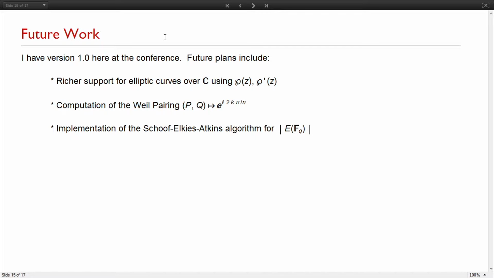Also providing some extra support for number theory research. The Weil pairing maps a pair of points to a point on the unit circle. And right now I've got an implementation of Schoof's algorithm for determining the order of a group. It's not very efficient for very large fields. Many years ago, Elkies and Atkin improved Schoof's algorithm, and to make this useful for people working at the cryptographic levels, I would need to implement that algorithm.